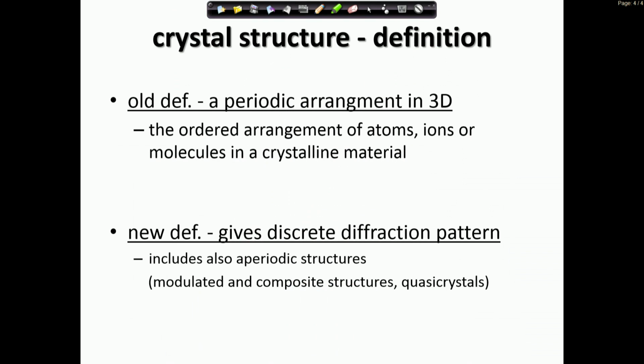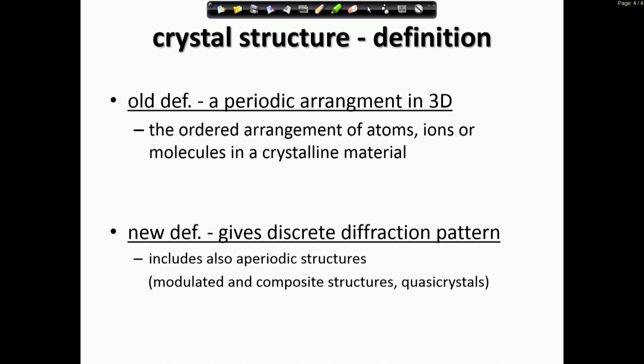So let's start with the very basic definitions. What is a crystal and what is a crystal structure? The traditional definition is that a crystal is a three-dimensionally periodic arrangement of atoms, ions, or molecules. This is a very useful, very functional definition, but it doesn't cover certain less usual types of crystals like modulated crystals, and therefore IUCr adopted a more general definition some 20 years ago, which states that a crystal is a solid that gives an essentially discrete diffraction pattern.